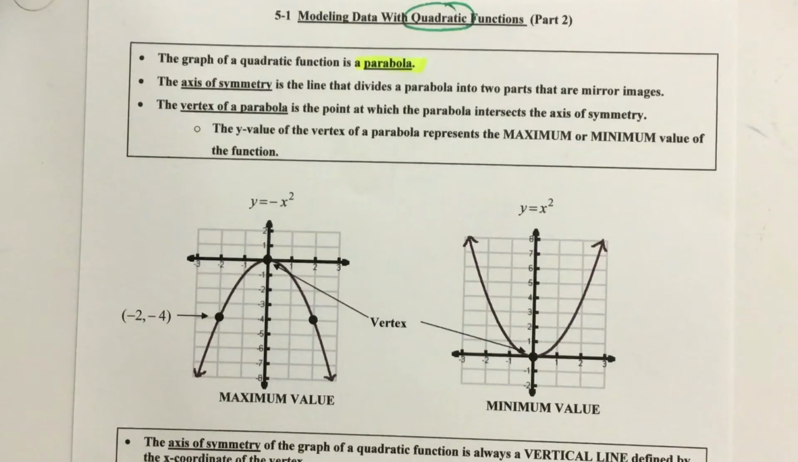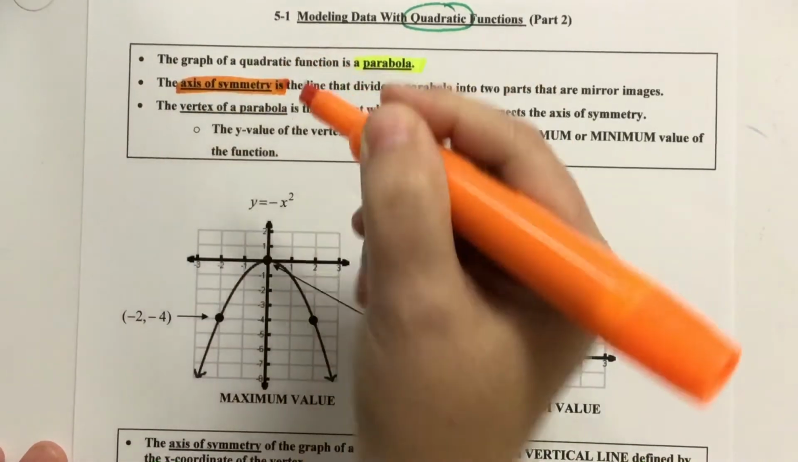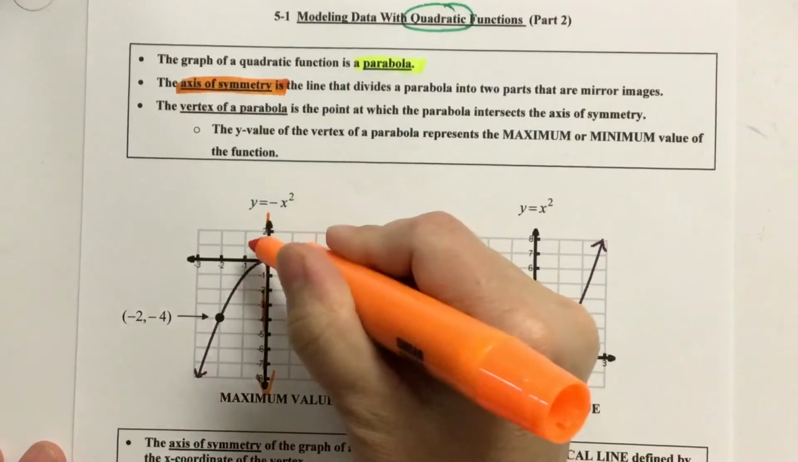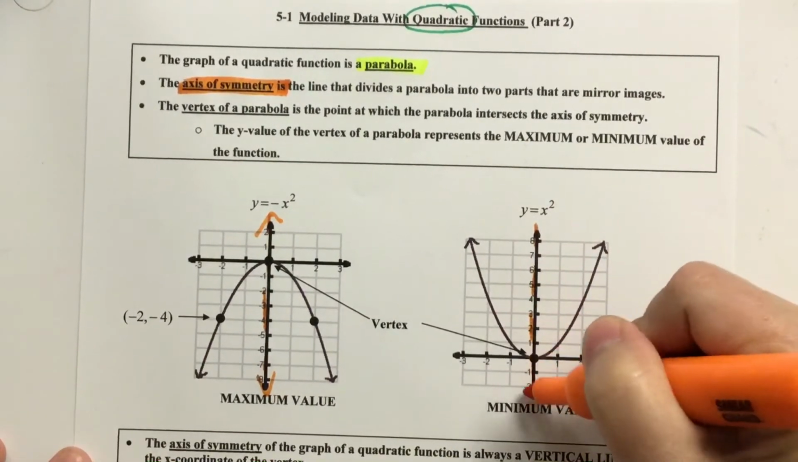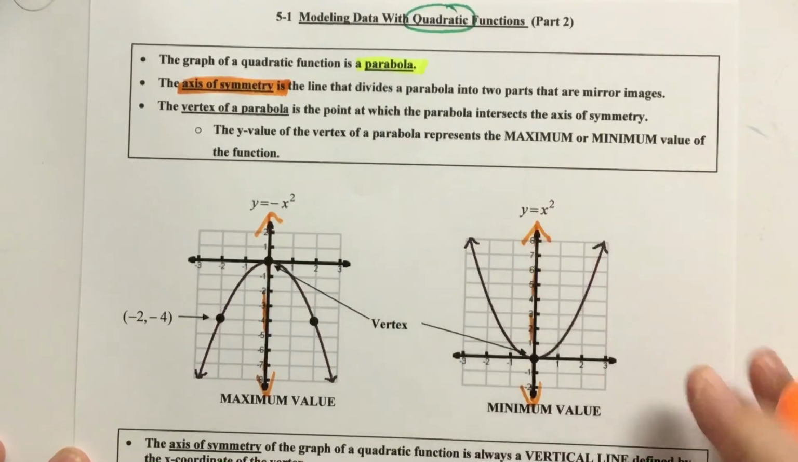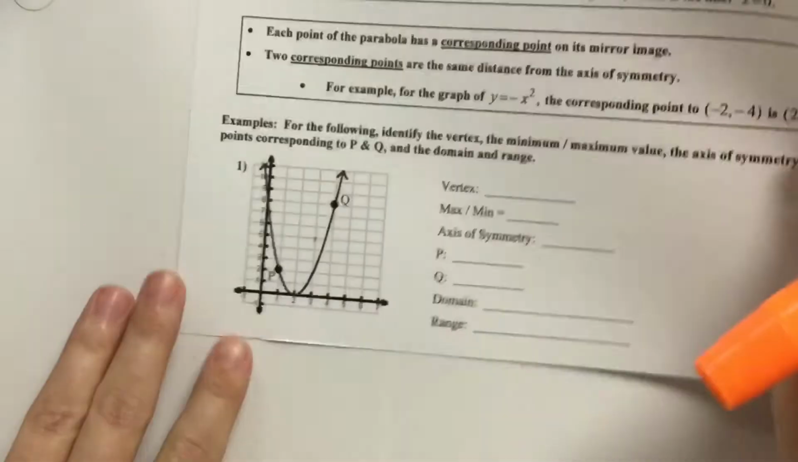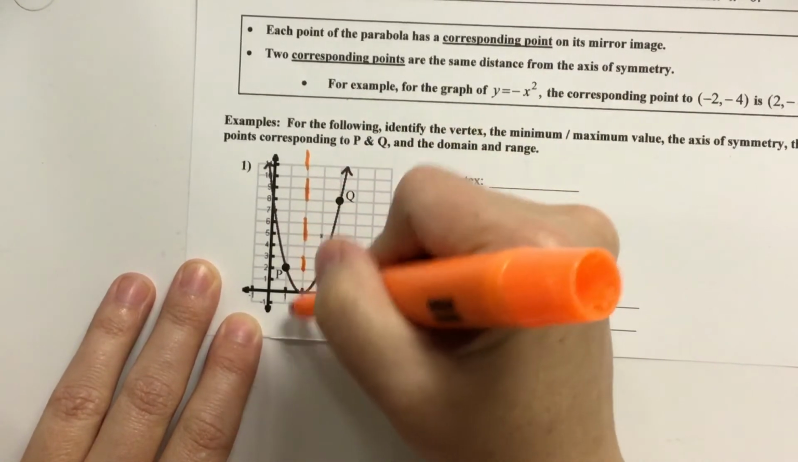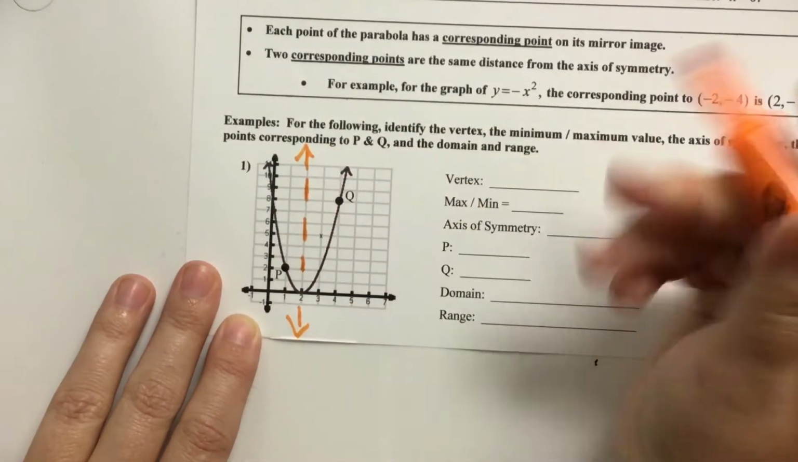Okay, so the axis of symmetry is a line that splits the parabola in half. And on both of these graphs, it happens to be the y-axis that splits the graph in half, but it's not always. Like if I showed you this one down here, the axis of symmetry is still the line that splits the parabola in half, but you can see it's not the y-axis this time.